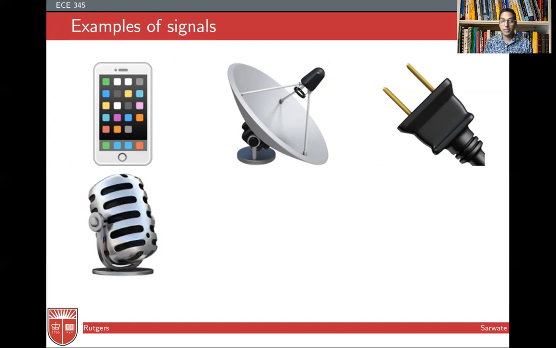Audio is also a signal. So a microphone is recording sound pressure waves coming from the air outside of it, and then it's transcoding those into an electrical signal, which then you can read on your computer or on your mixer.